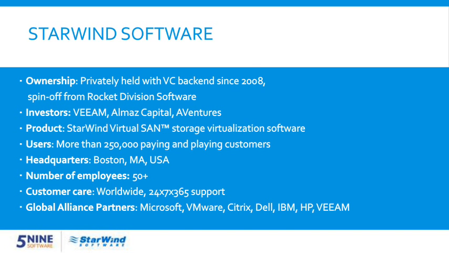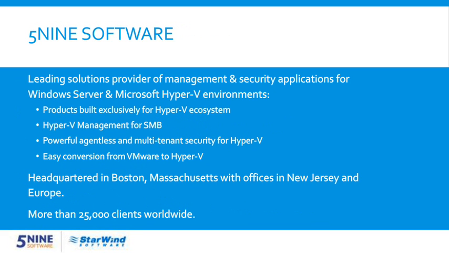I'll hand it back to Alex so he can give us a little intro on what Five9 is and where these guys are from. I know they're also from the Mass area. Right, yeah. Thanks, Max. Obviously, we're Five9 Software, providing management and security solutions for Microsoft Hyper-V infrastructures. Initially, we built our products exclusively for Hyper-V, so we are working only within the Hyper-V ecosystem. The portfolio of our solutions includes management solutions for small and medium businesses. It also includes a conversion tool that allows customers to convert from VMware to Hyper-V to experience a new level of virtualization from Microsoft. And we also provide a really powerful agentless and multi-tenant security solution for Hyper-V. We are also headquartered in Boston, Massachusetts. We have a few offices in New Jersey and Europe. Currently, there are around 25,000 clients worldwide that we're working with.